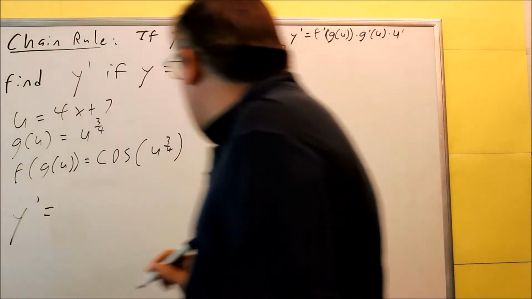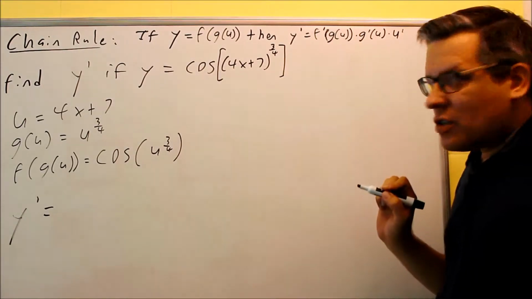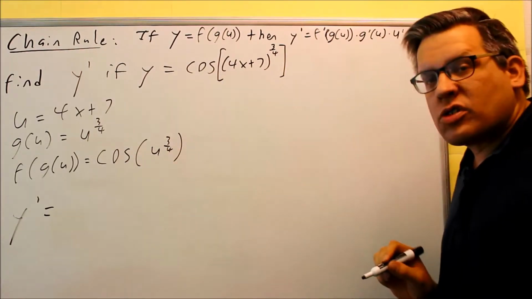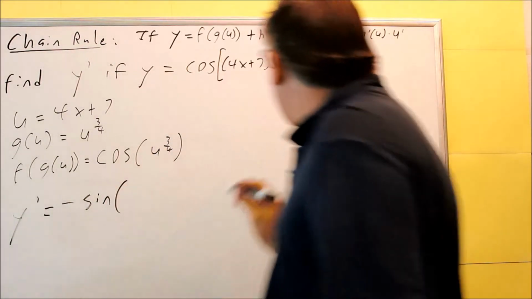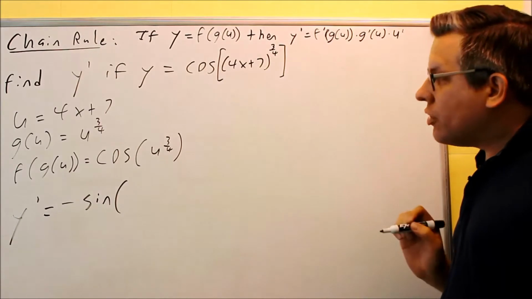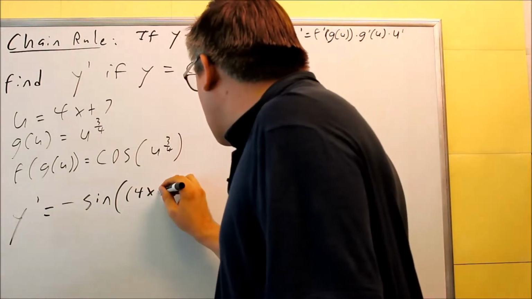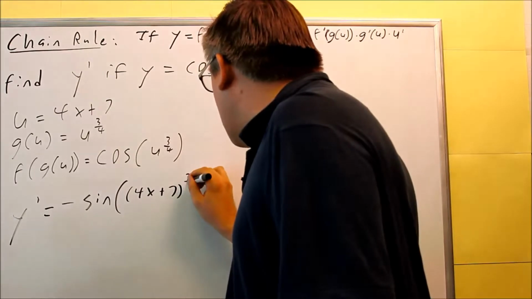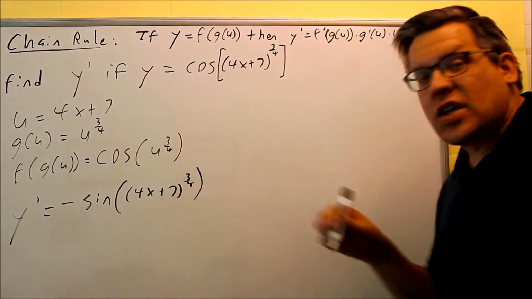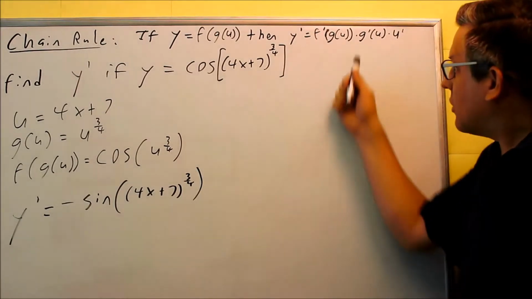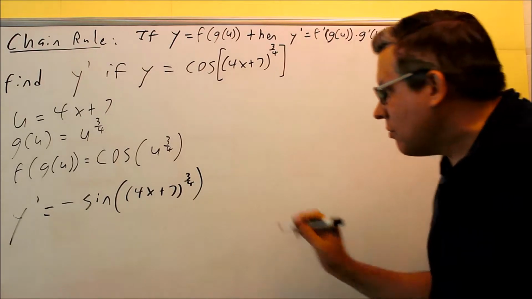y primed is equal to. First we start with the outside-most function. The derivative of cosine is negative sine, but I'm still going to write the g of u on the inside, u to the 3/4. But in this case when I'm writing my answer out here, I'm going to go ahead and change it into the 4x plus 7 I'll put on the inside there. That whole thing is the first part. That's f primed of g of u.